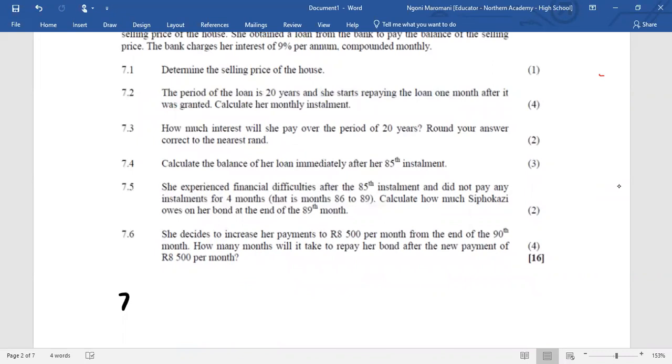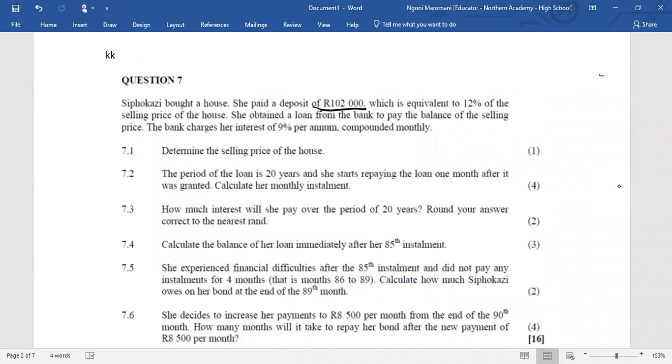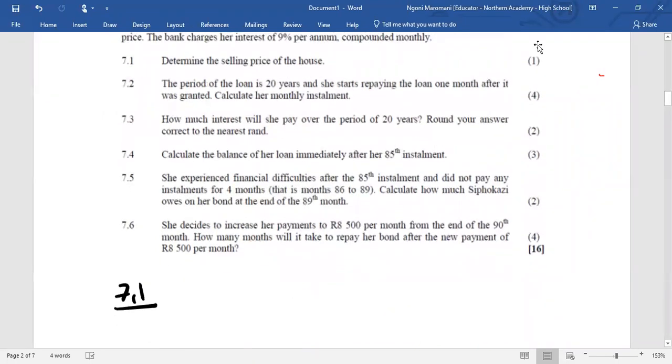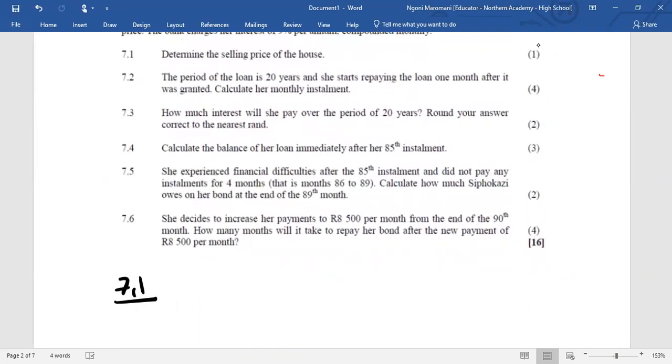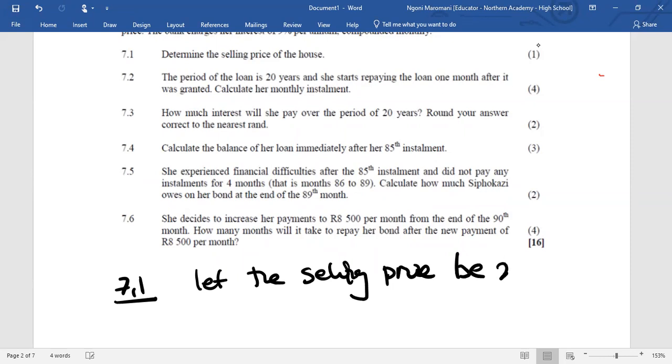So question 7.1, look at it, it's only 1 mark. How many marks is question 7.1? It's 1 mark. So we are told that we don't know the selling price, so we can let the selling price be X, because we don't know how much it is.